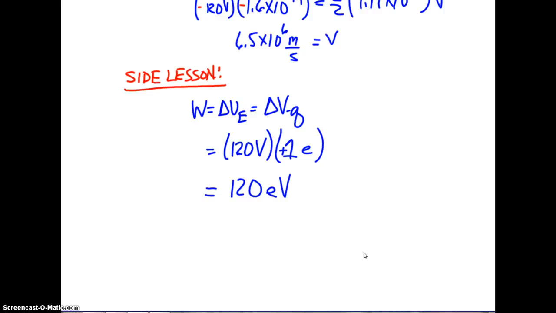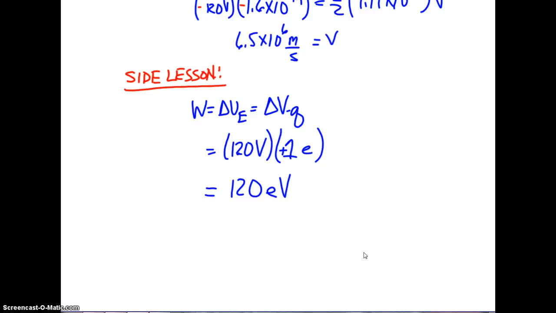It's the same concept. We would use the work or change in electric potential energy equals delta V times Q. In this particular problem, the potential difference was 120 volts, but instead of substituting the Coulomb charge of an electron or a proton, as in this case, we would just substitute how many elementary charges that is. In the case of A, where it was the proton, that would be +1 elementary charges.